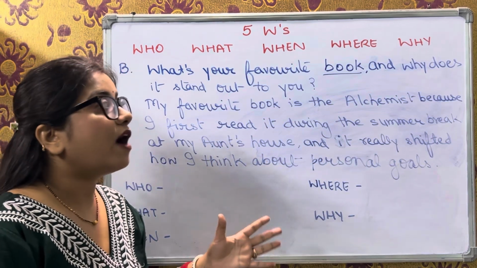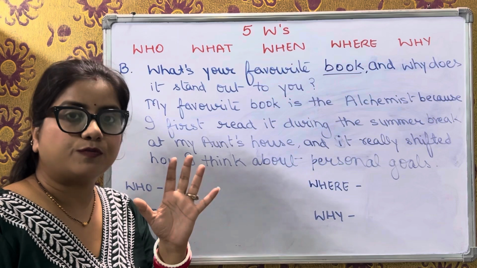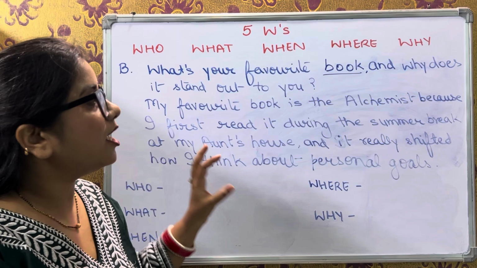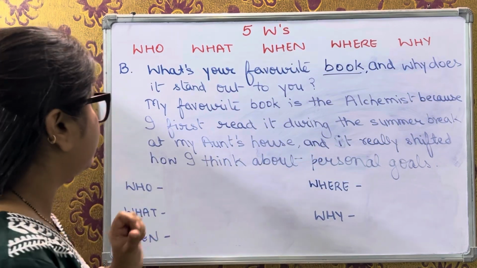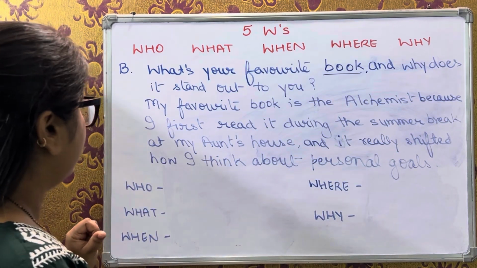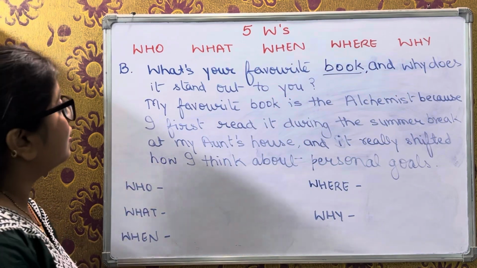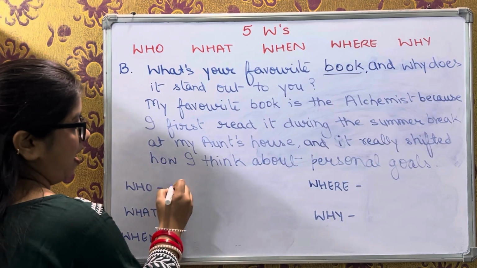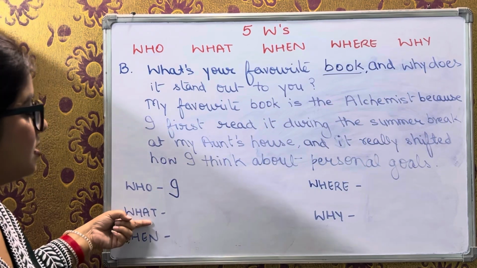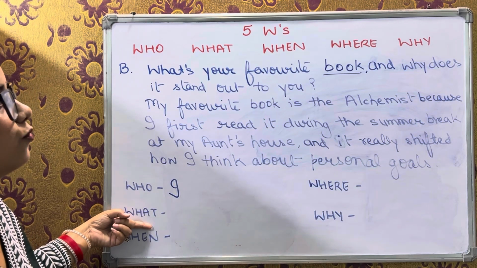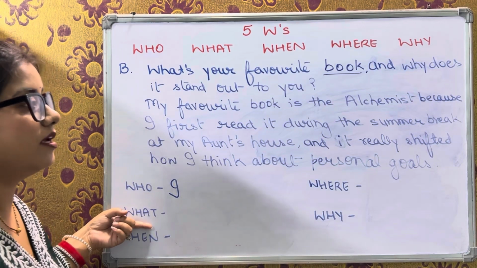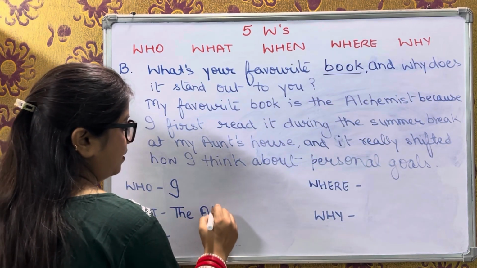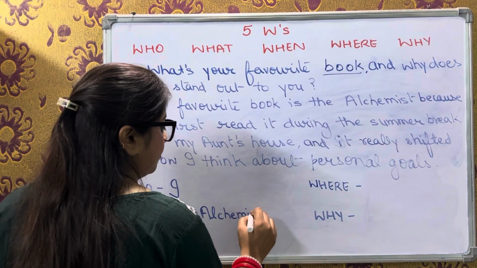Now I would again request you to pause the video and try to recognize the answers of these 5 W's. So let's start by looking at the answer. What is who here? I am talking about I. What is it that we are talking about? What is it about which we are talking? It is The Alchemist.